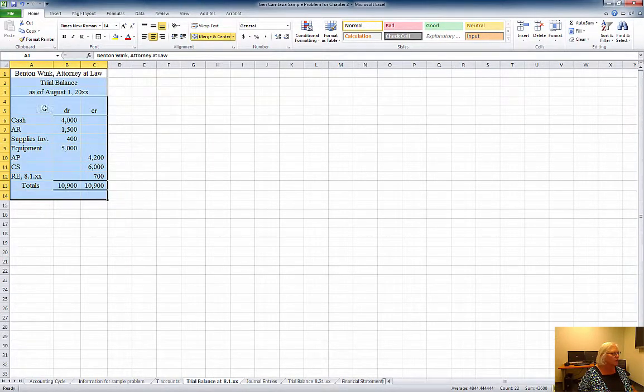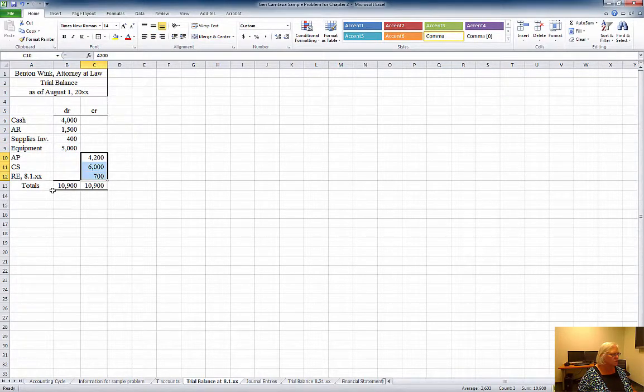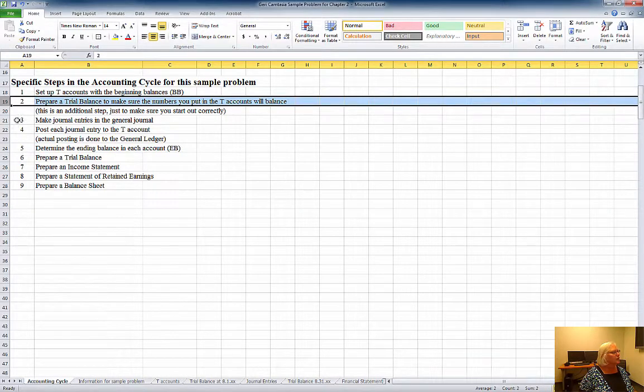So here's my trial balance. Notice we have a 3-line heading: the name of the company, the name of the statement, and the date as of August 1. And we put in all of our debits and all of our credits that we used. Our totals agree, so we're pretty confident that we did it correctly.